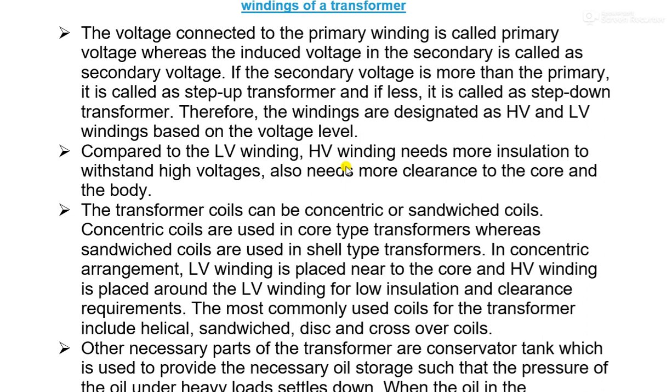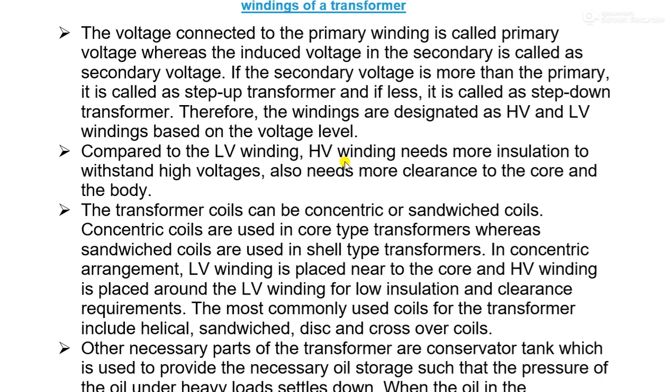If the secondary voltage is more than the primary, it is called a step up transformer. We already discussed this. If less, it is called a step down transformer. Therefore, the windings are designated as high voltage and low voltage windings based upon voltage level. Compared to the low voltage winding, the high voltage winding needs more insulation to withstand high voltages. It also needs more clearance to the core and the body.